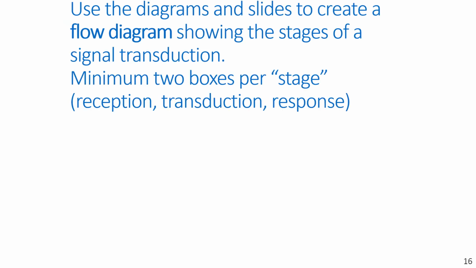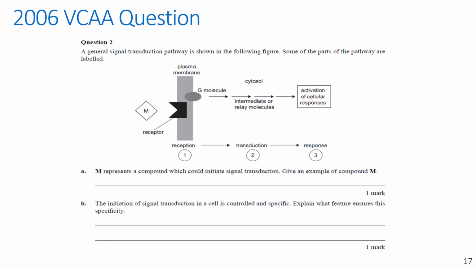What I'd like you to do is, using the slides, have a go at making a flow diagram to show the stages of signal transduction, having a minimum of 2 boxes per stage. I'll put an example one onto Google Classroom later, and also have a go at this exam style question. Again, I'll put the answers onto Google Classroom later. I also want you to watch the Ed Rolo video on this, and like I say, I'll be accessible via email all the way through this lesson. Okay, thank you.